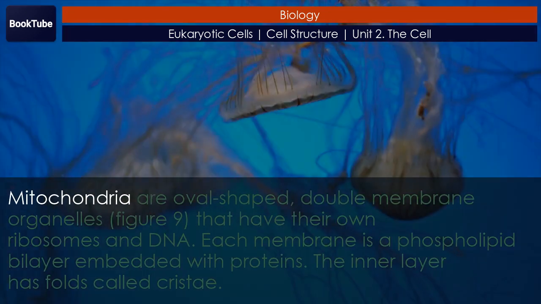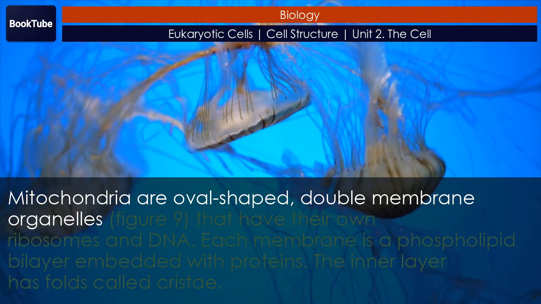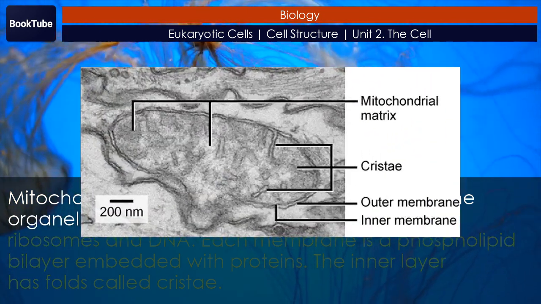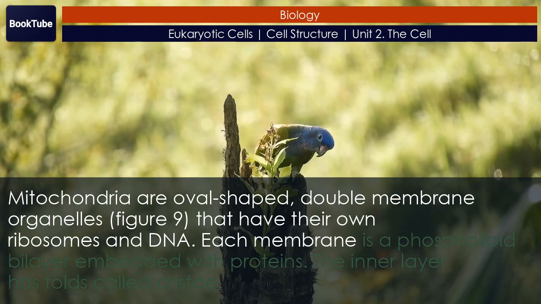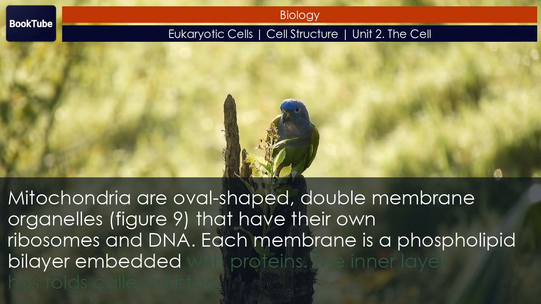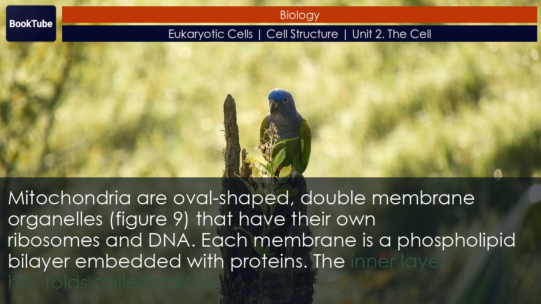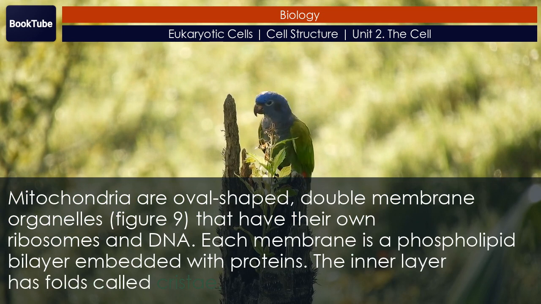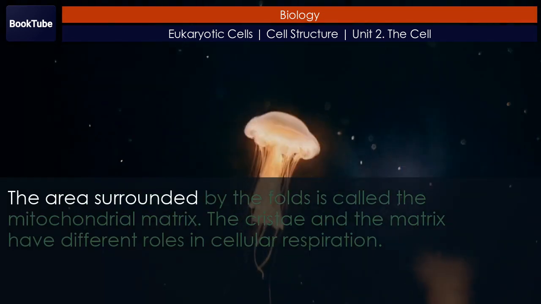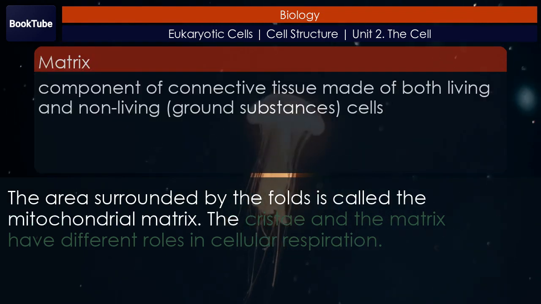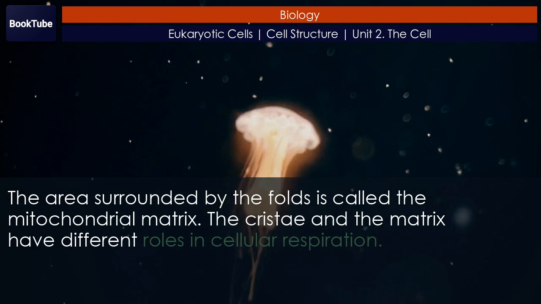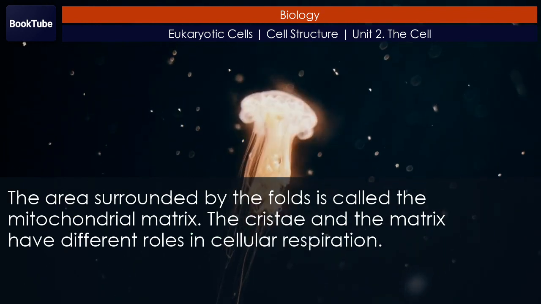Mitochondria are oval-shaped, double-membrane organelles, figure 9, that have their own ribosomes and DNA. Each membrane is a phospholipid bilayer embedded with proteins. The inner layer has folds called cristae. The area surrounded by the folds is called the mitochondrial matrix. The cristae and the matrix have different roles in cellular respiration.